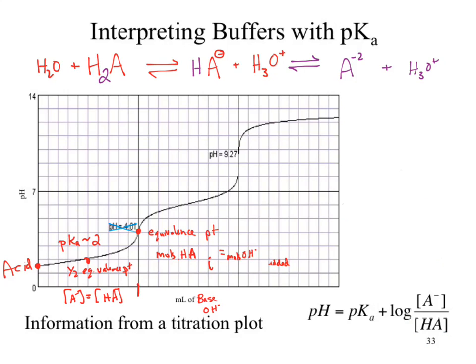So we want to go through and make some tweaks to all the information we've got written down there. Okay, we really have HA minus and H2A. We have H2A here. We still have moles of OH minus. There's actually another piece of information we can put at the equivalence point.